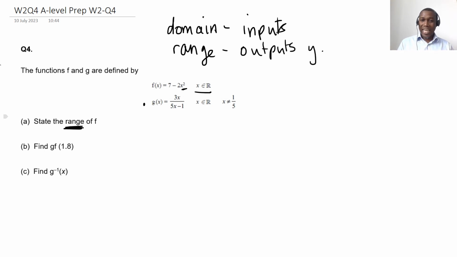I'll say it again, see if you're with me. I take the input, I put in a number, I square it, then I double it, and whatever that answer is, I do 7 take away that value. What happens when you square a number? That's going to help you here. What happens when you square a number?